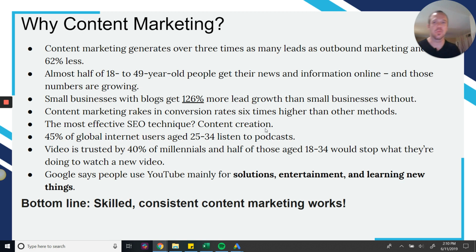Now, why content marketing, right? Content marketing generates over 3 times as many leads as outbound marketing, and it's 62% less of the cost, okay? Not only that, many of our products are going to fall into the target demographic of 18 to 49-year-old people, and most of them are getting their news online. They're interacting with apps such as CNN, ABC, and even Yahoo News is one of the most highly trafficked sites on the web, right? And we can actually put ads on there with very quality content marketing and digital image ads as well. Even some of the different formats can be produced in video on sites like CNN and ABC, right? Small businesses with blogs get 126% more lead growth than small businesses without it.